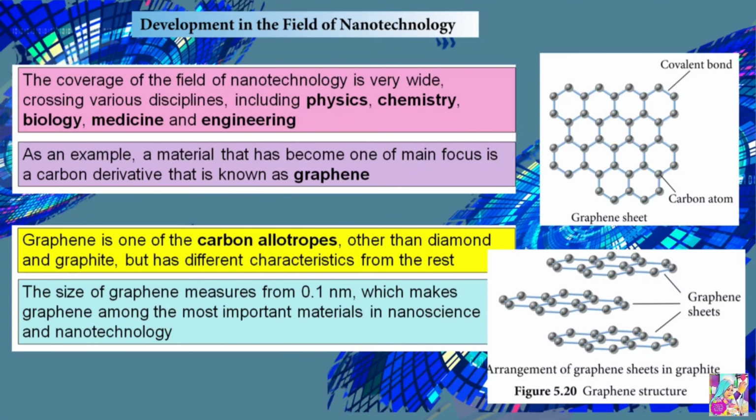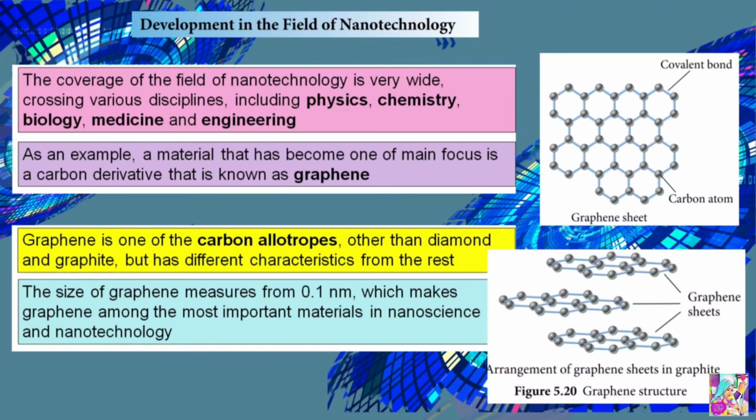And then as an example, a material that has become one of the main focuses is a carbon derivative known as graphene. Okay, so the important thing is about graphene. Graphene is one of the carbon allotropes, other than diamond and graphite, but has different characteristics from the rest. The size of graphene measures from 0.1 nanometers, which makes graphene among the most important materials in nanoscience and nanotechnology.